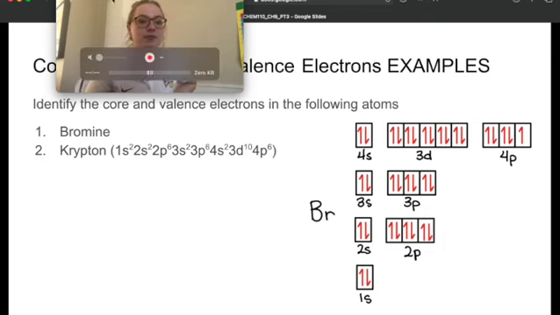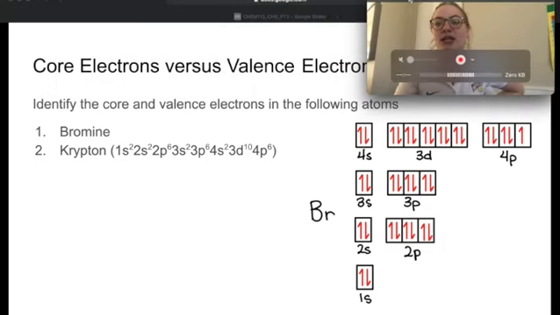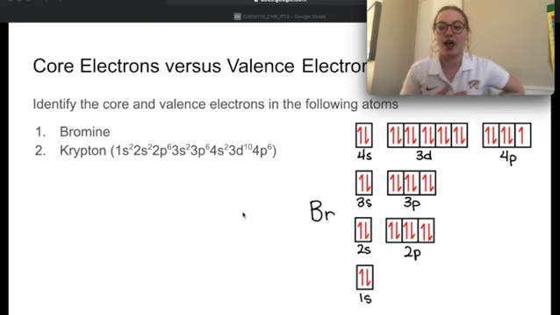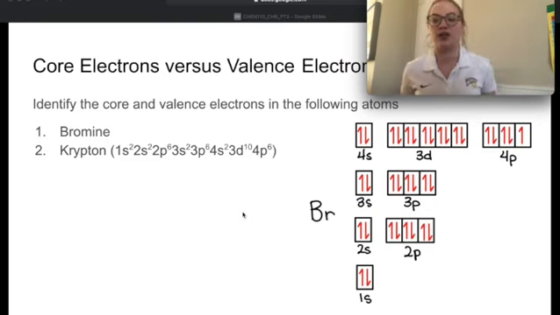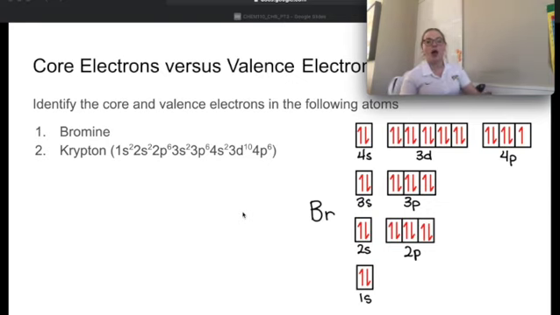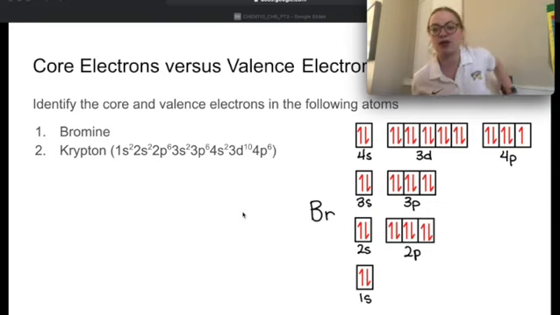Let's do some examples, okay? We're going to do one example with an orbital diagram and one example with an electron configuration when we're determining what the valence electrons are.